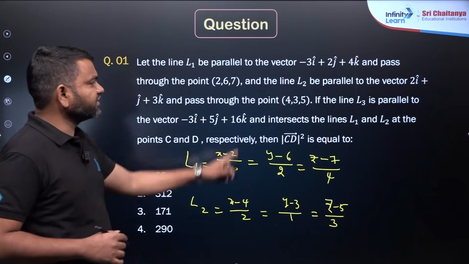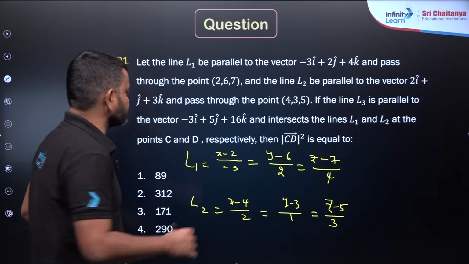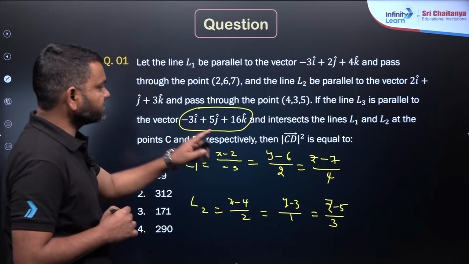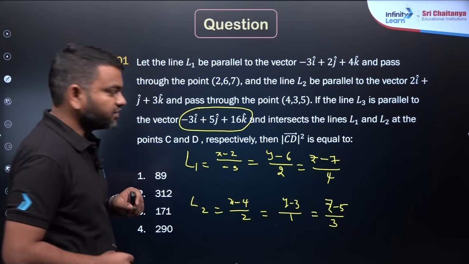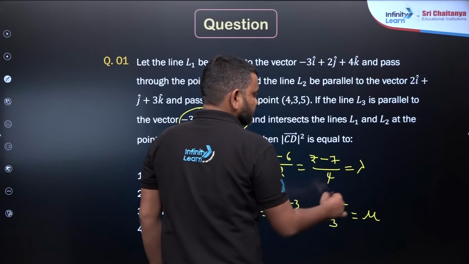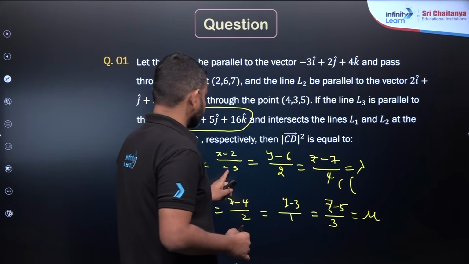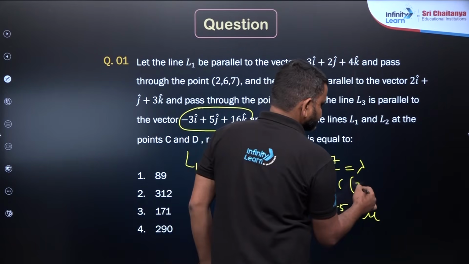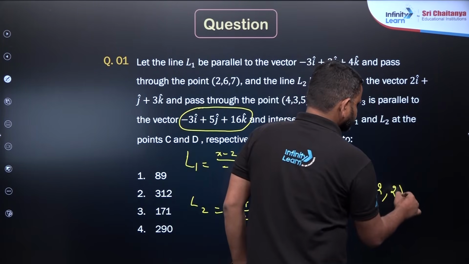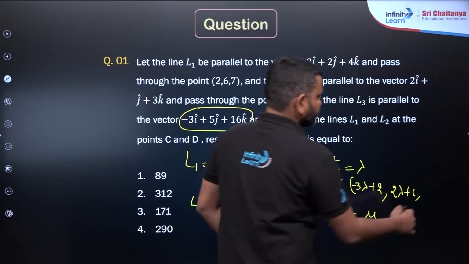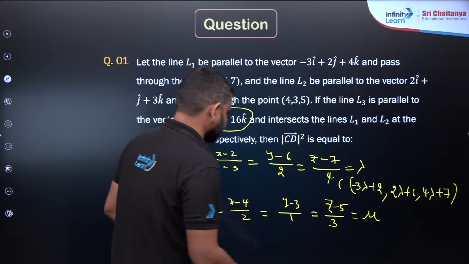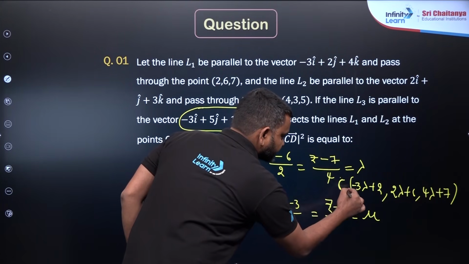Right. Now the line L3 is parallel to this vector, and intersects L1 and L2 at C and D. So let us say this is equal to some lambda and this is equal to some mu. So here I am going to get point C, which is going to be (minus 3 lambda plus 2, 2 lambda plus 6, and 4 lambda plus 7), right?